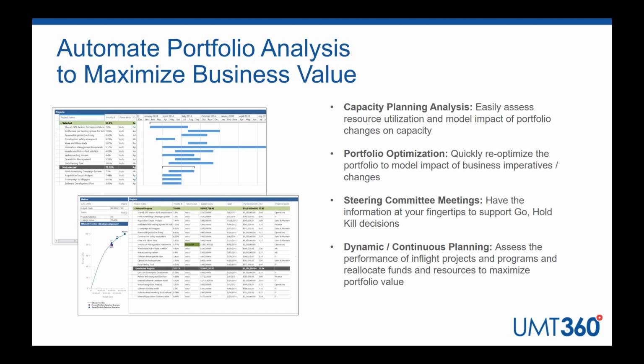If a new business mandate or change falls upon us, being able to instantly re-optimize the portfolio regardless of execution discipline can be done through different optimization techniques that many enterprise portfolio management tools provide. We also have the ability now, through automating status reporting, to roll up and support ongoing steering committee meetings where the key go, hold, kill decisions are made.